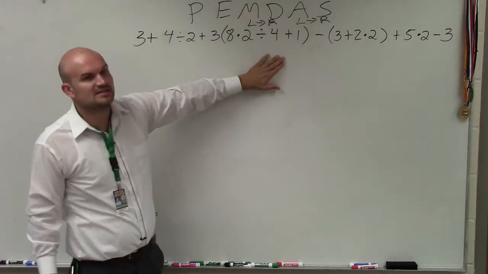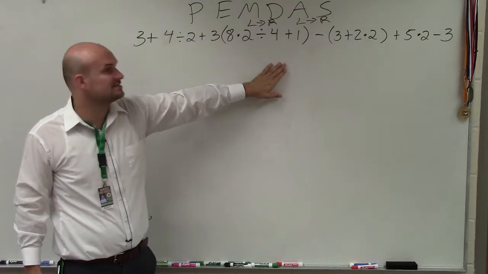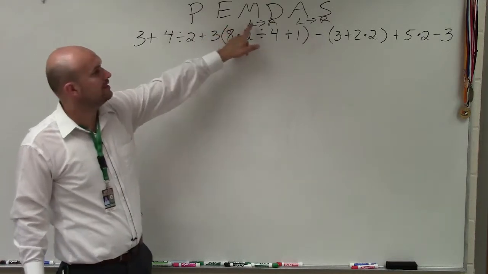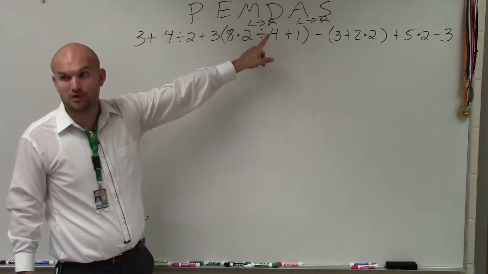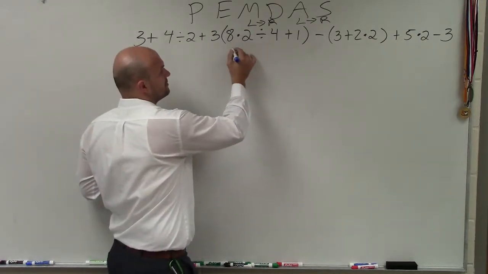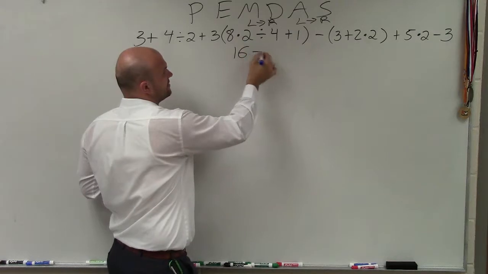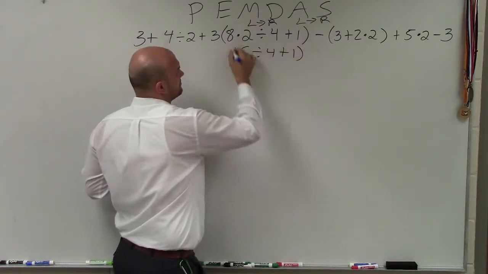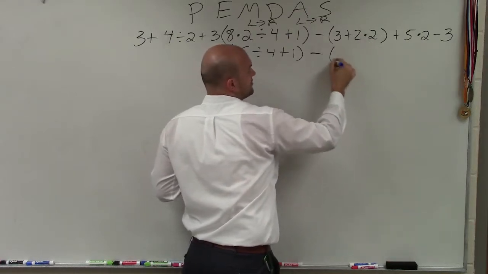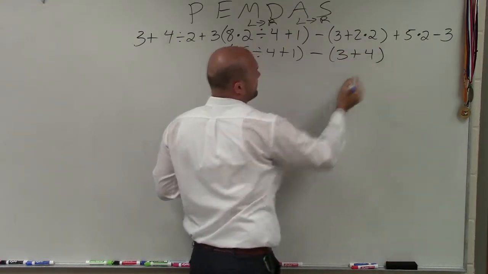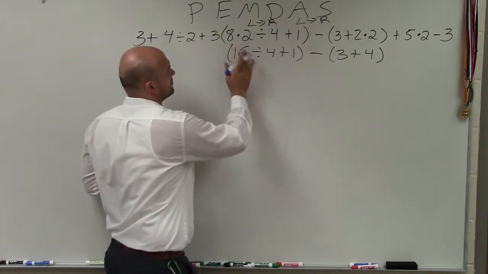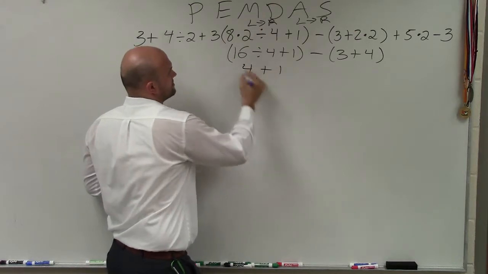So I'm going to look inside this left parenthesis and say, all right, can I simplify this any further? And you say, yes, of course you can. Are there any exponents? No. Is there multiplication and division? Yes. So I do the multiplication and division first. So I have 8 divided by 2, 8 times 2, which is 16, divided by 4, plus 1. And I'll go through that again. Minus here, I have a product of 2 times 2, 3 plus 4. Then 16 divided by 4 we know is 4, plus 1.